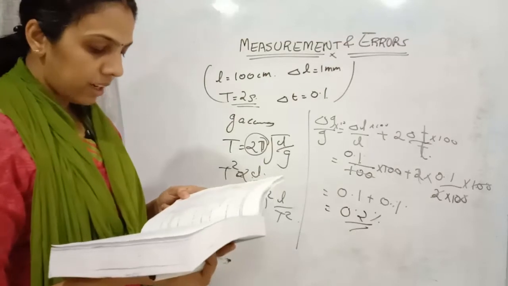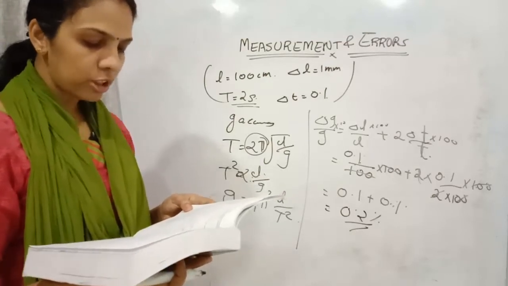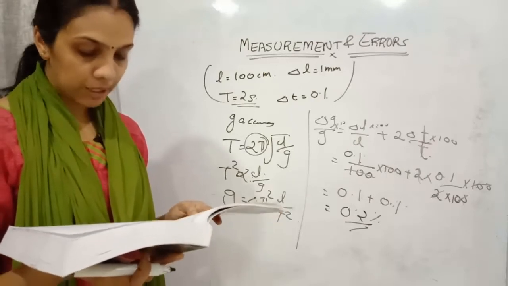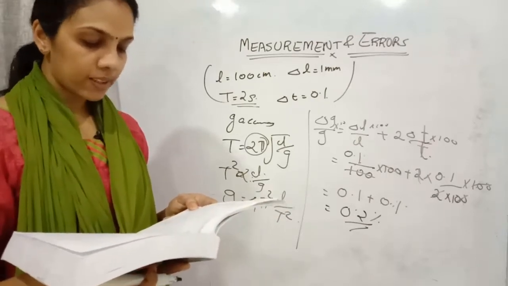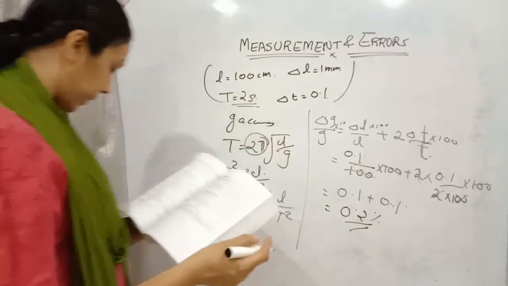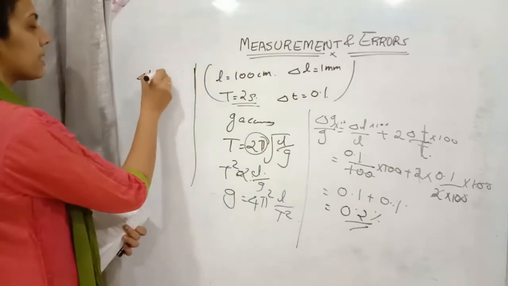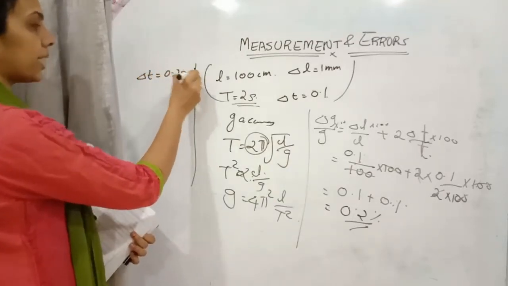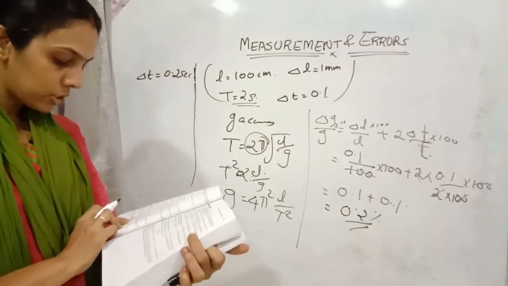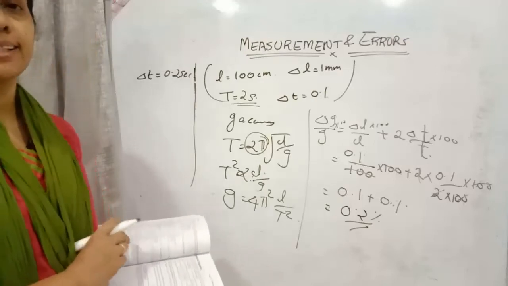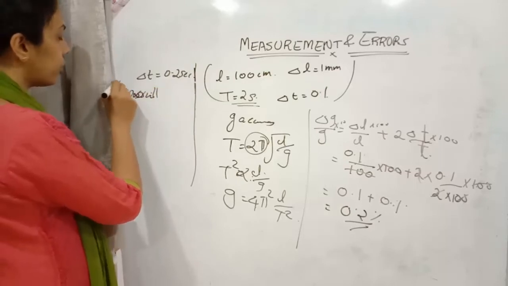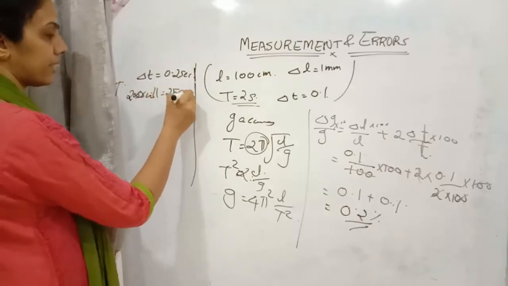Next, the least count of a stopwatch is 0.2 seconds. The time of 20 oscillations of the pendulum is measured to be 25 seconds. What is the percentage error in time period? The same way we can calculate. The least count is given as 0.2 seconds. The time required for 20 oscillations is 25 seconds.